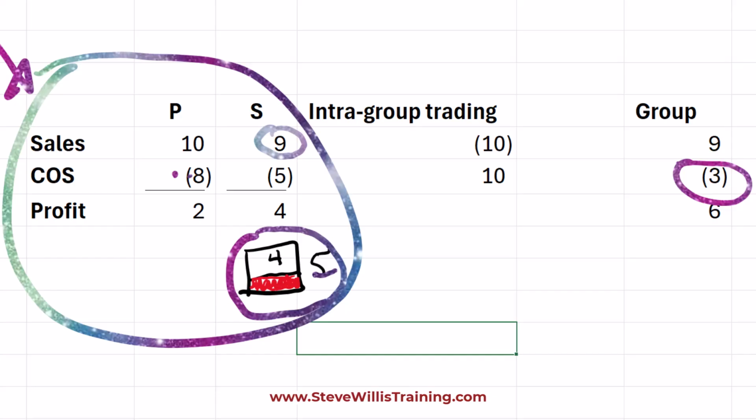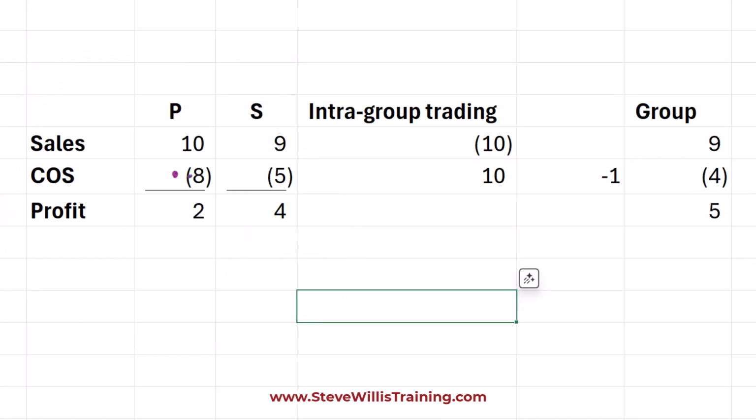That means we reduce the group inventory by 1, and we also need to reduce the group cost of sales by the same amount, because we need a negative 4. We sold 1 unit out. So look at that. Now it works. And we call this adjustment the provision for unrealized profit, or PUP, or PERP, depending on what you want to call it.